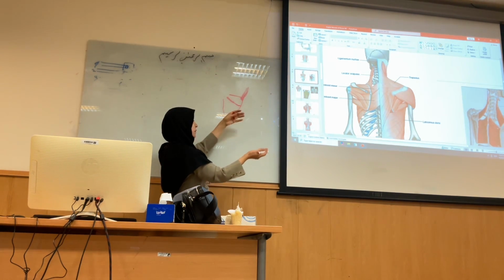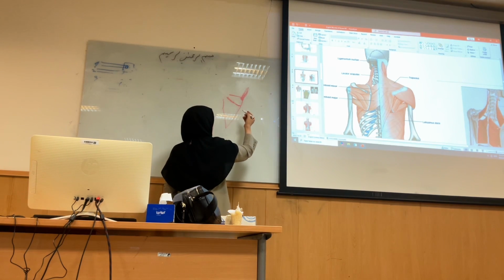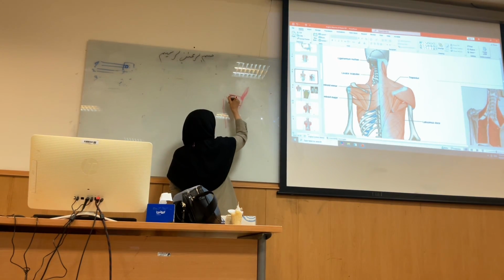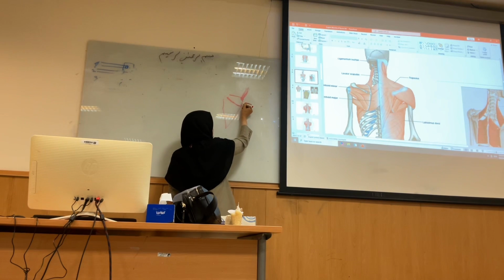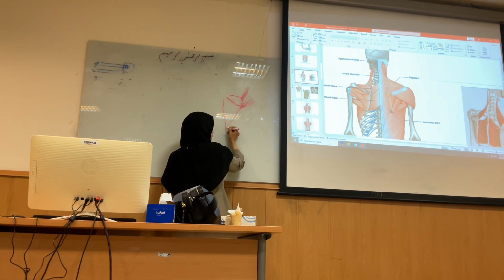What's the name of this? Which of them is larger? Now, medially, exactly at the root of the spine here, we have attachment of rhomboid minor and medial border. Inferior to attachment of rhomboid minor, we have rhomboid major.